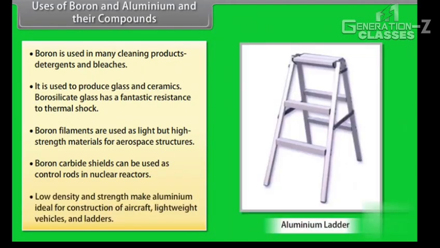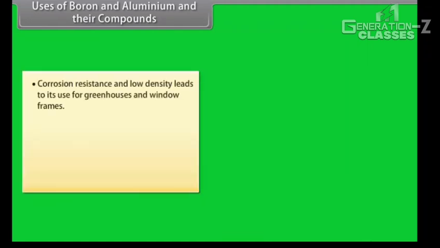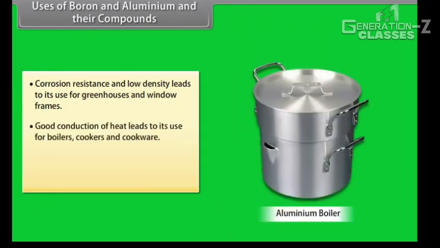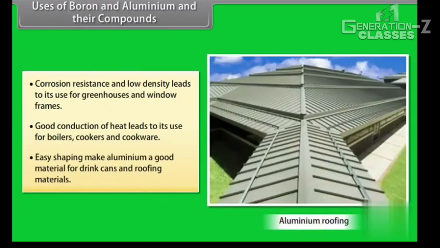Low density and strength make aluminium ideal for construction of aircraft, lightweight vehicles and ladders. Corrosion resistance and low density lead to its use for greenhouses and window frames. Good conduction of heat leads to its use for boilers, cookers and cookware. Easy shaping makes aluminium a good material for drink cans and roofing materials.